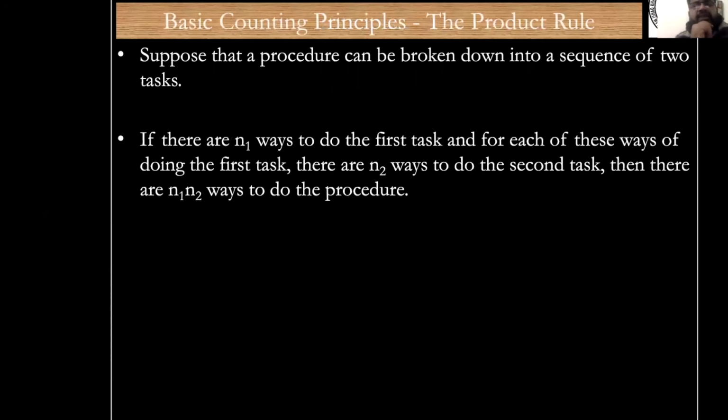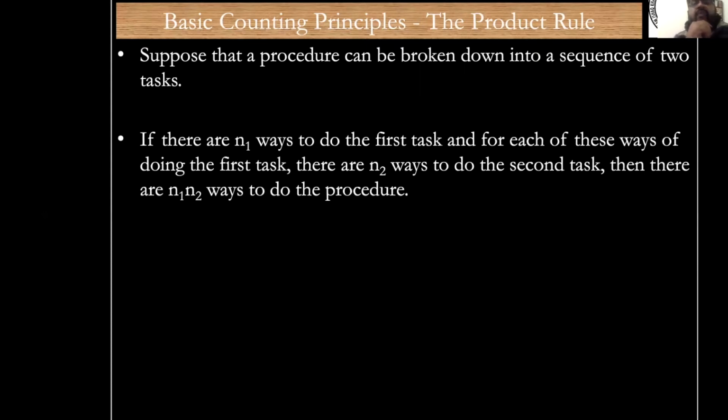Okay, so let's talk about the basic counting principles now. The first simple principle that I'm going to talk about is the product rule. In the product rule, let us suppose that a procedure can be broken down into a sequence of n tasks. So a particular procedure can be performed in n different tasks, in n different ways, or as a sequence of tasks.